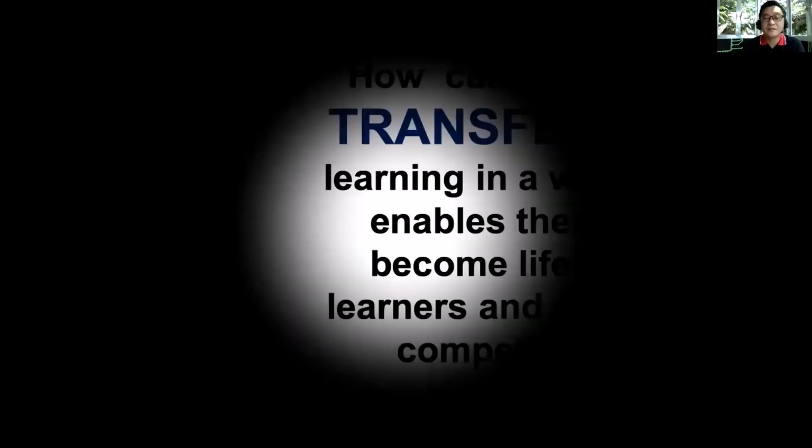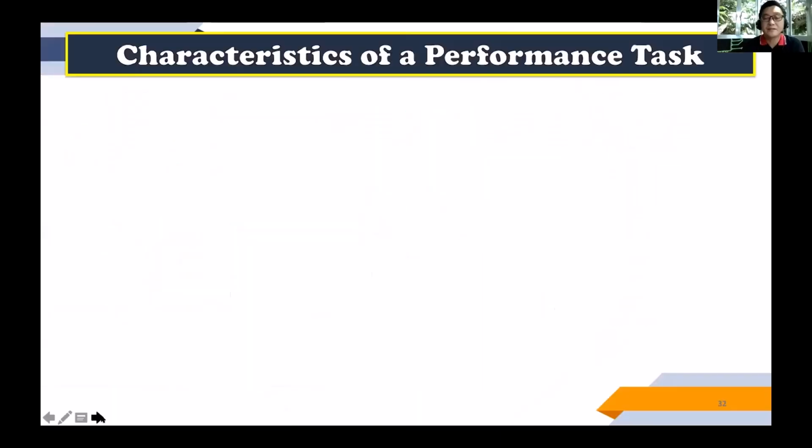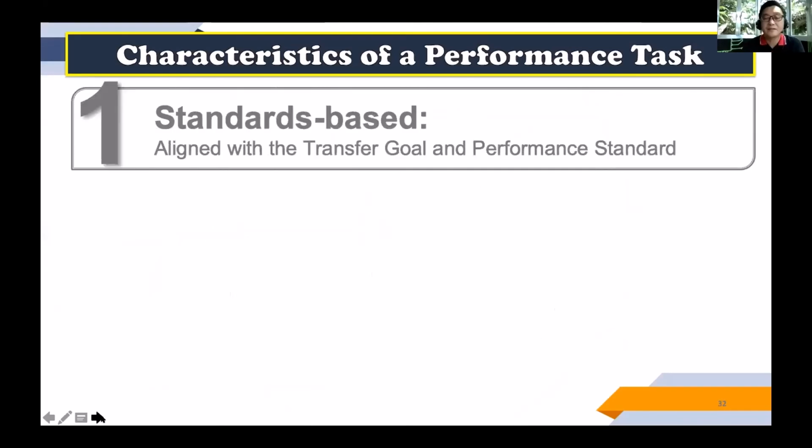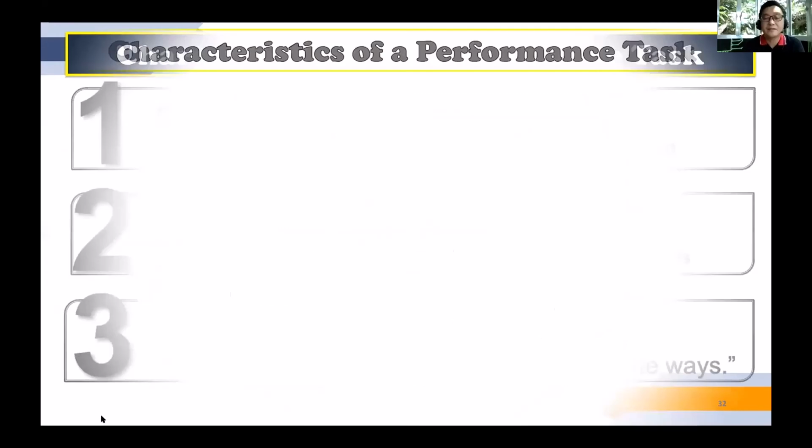how can students again transfer their learning in a way that enables them to become lifelong learners and globally competitive? Again, the answer lies in how we design our performance tasks. Standards-based, written in GRASPS format, open-ended, 7 C's integrated, authentic, whether simulated or actual, and then of course, interdisciplinary.